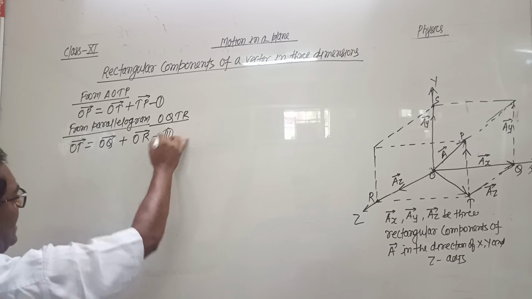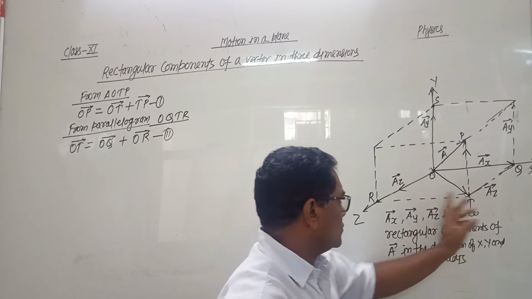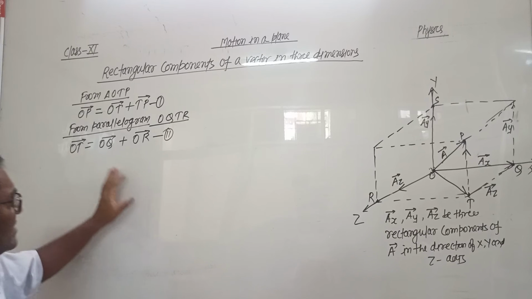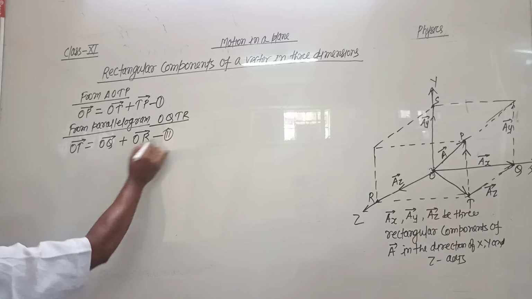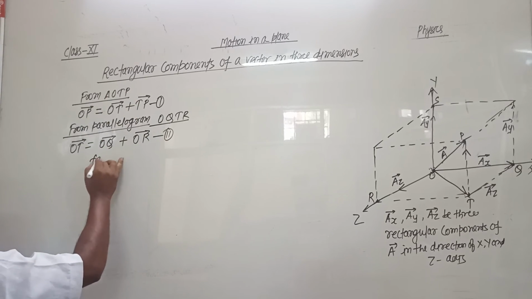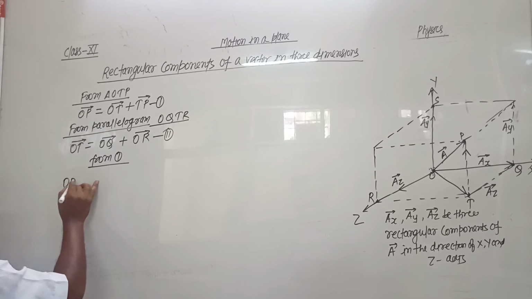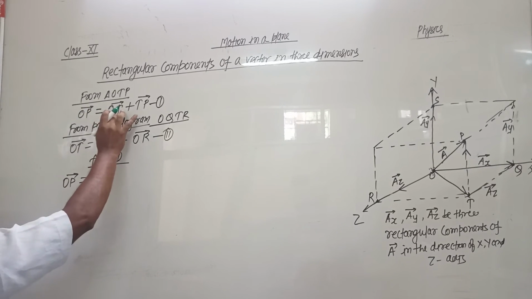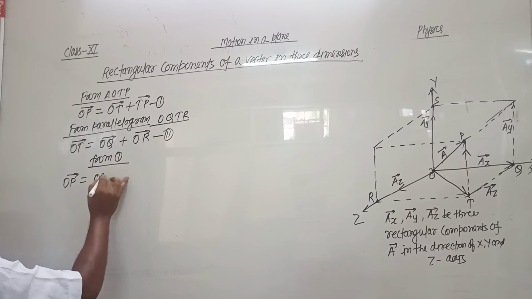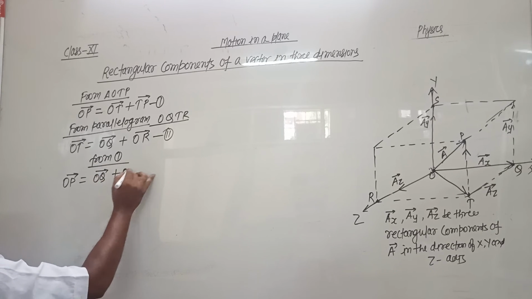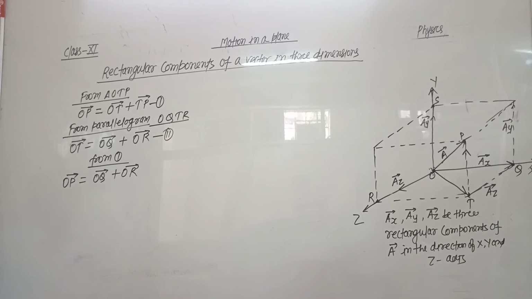This is the second equation. We use the parallelogram law of vector addition in the parallelogram OQTR, and we have written the OT vector equals the OQ vector plus the OR vector. Now put the value of the OT vector in the first equation. From equation 1, in place of the OT vector we can write the OQ vector plus the OR vector. We have substituted the value of OT from equation 2.